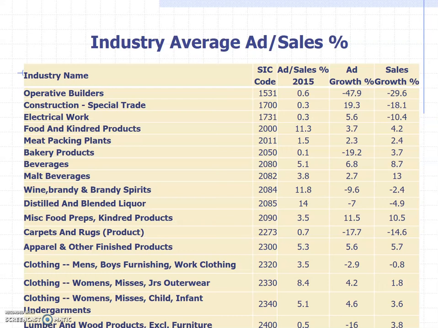And you can see that here. For example, wine, brandy, and brandy spirits, about halfway down, they spend about 11.8% of sales, right? That's the most in this table. Second most is food and kindred products, the fourth one down, 11.3%. So you can see that these are published in trade magazines or by government, and you can get a rough estimate of how much you should be spending on sales. Clothing, 8.4% of sales.